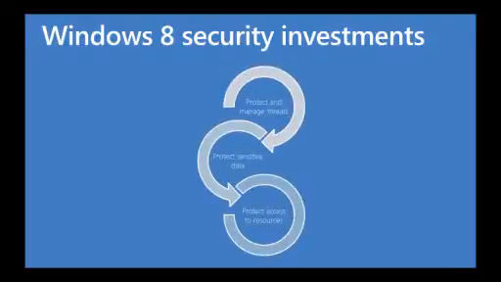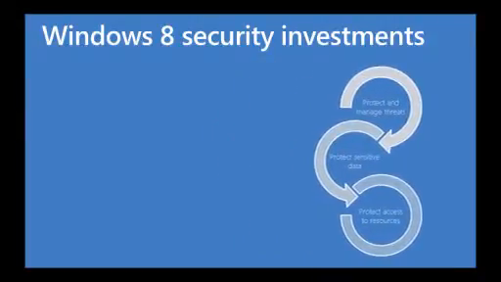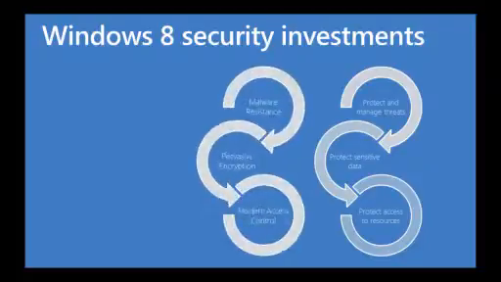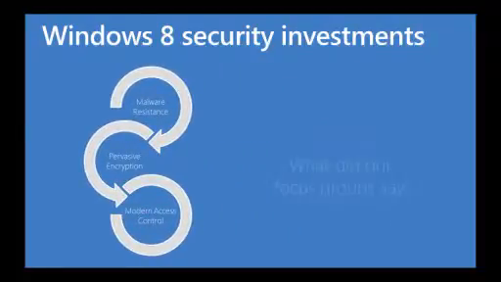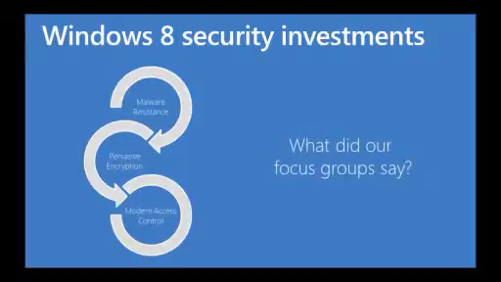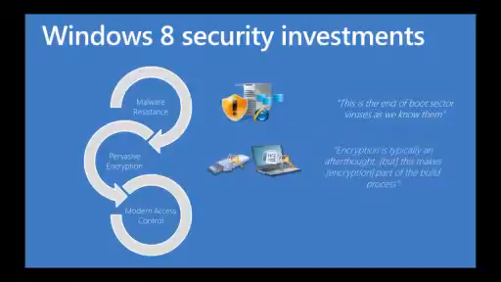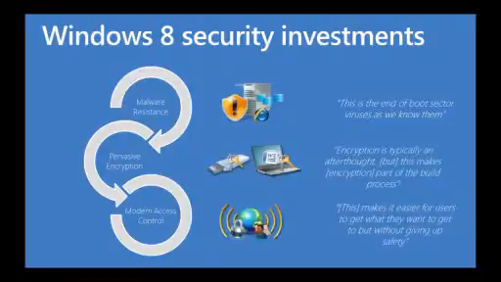The focus group findings were as follows. The first feature area, which is malware resistance in Windows 8, one of the quotations I have from our partner is that this is the end of boot sector viruses as we know them. The other quote I could not put on the slide today was that this feature is the magic beans. This feature essentially, according to the customer, would solve a lot of the problems that they had today. I'll explain what the feature is in the coming slides.